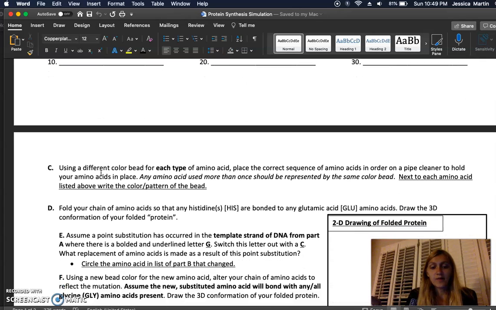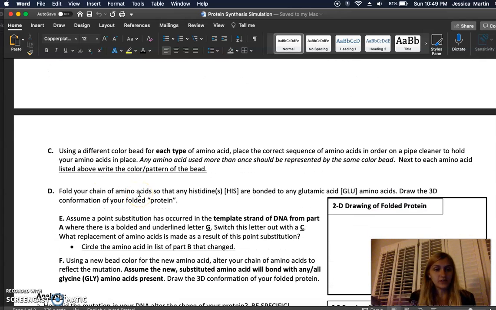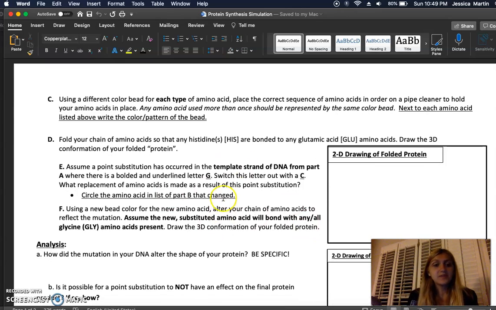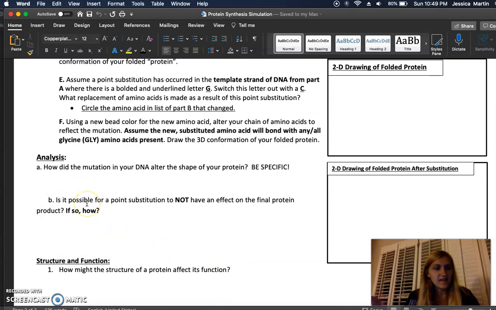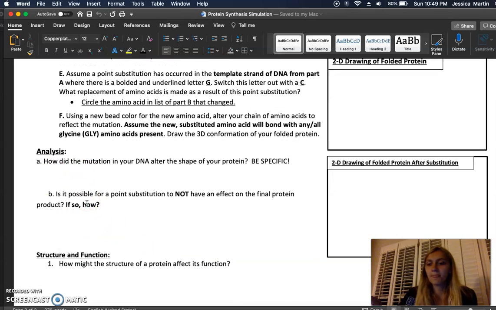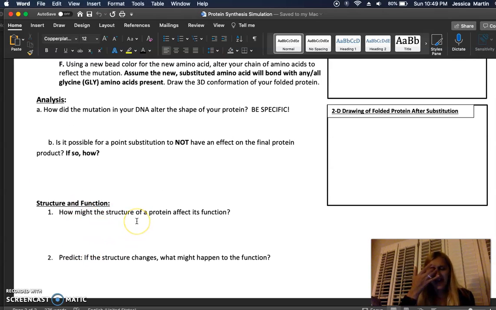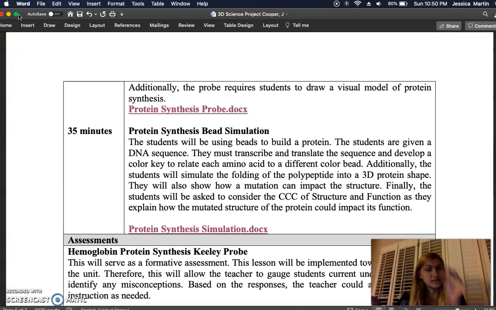They will fold their protein according to bonding rules that I provide. And then they're going to do a mutation, and then still with those bonding rules, see how their shape changes. And then they will engage in some explanation from evidence with some analysis questions. How did that mutation affect their protein? And then structure and function. So how did the structure change perhaps the function? Do they think it would change? Why or why not?